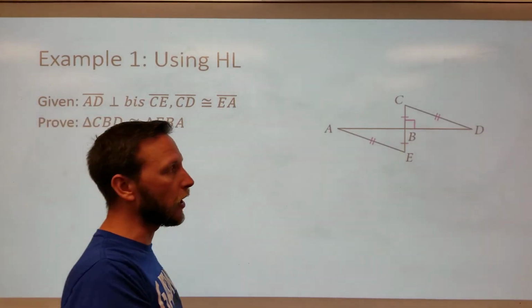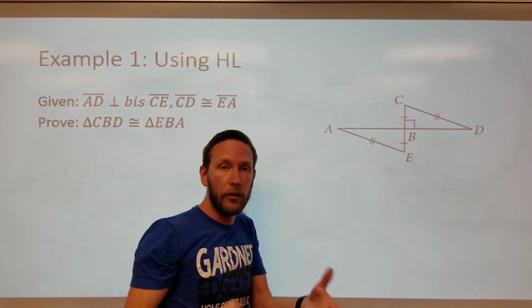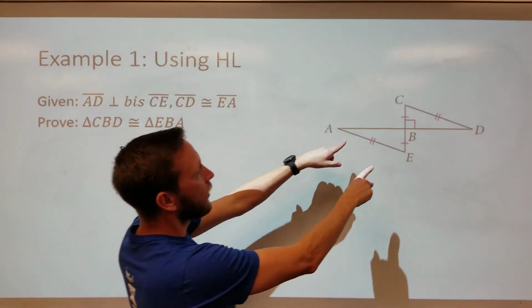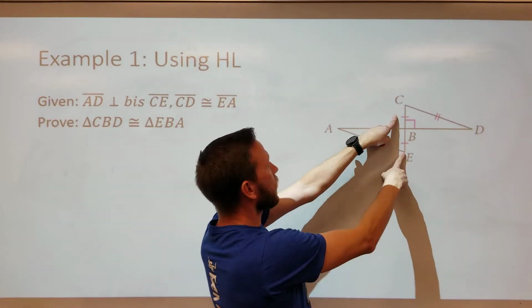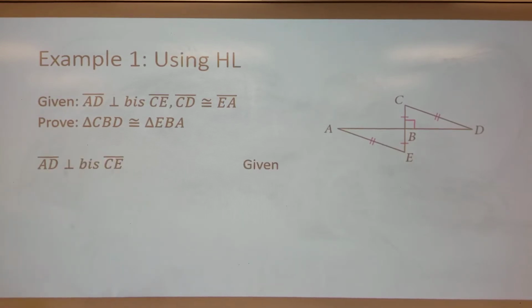Since these triangles are right triangles, I can say if the hypotenuses and a pair of legs are congruent, then those triangles are congruent. So I'm going to use the hypotenuse leg theorem here, stating that these are congruent because given, these are congruent by the definition of bisect. All right? So let's write out that proof.